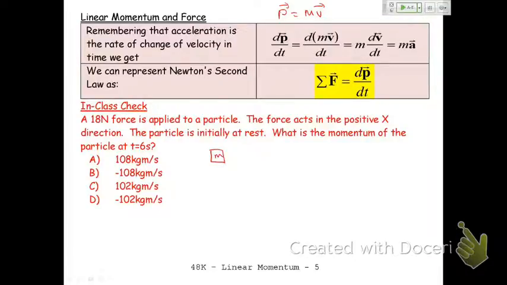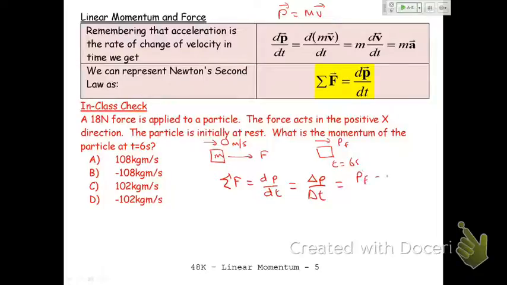So here's my mass, and here's my force, and then this was 0 meters per second, and then here's my mass, and this is at t is equal to 6 seconds, and here's my P final. The sum of the forces is equal to dp by dt. On average, that's like delta P by delta T, which is P final minus P initial over delta T.